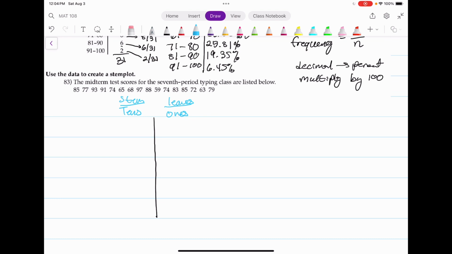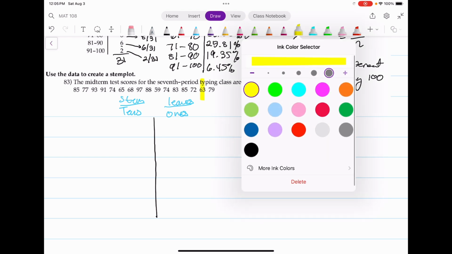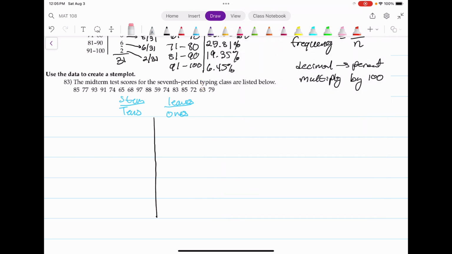Okay, so let's identify the smallest number in the data set. That smallest number appears to be 63. 63, so I'm gonna highlight it. I just want to double check just to make sure. No, I lied. The smallest number in the data set is 59. So 59 has 5 tens and 9 ones. So that's 59.